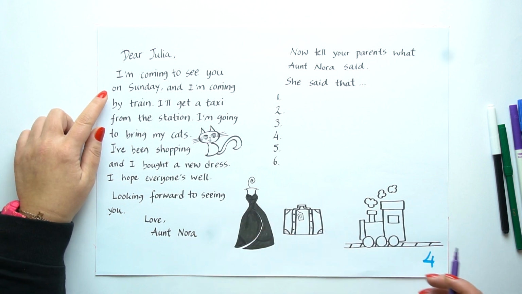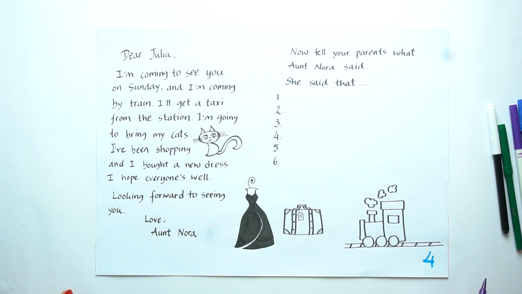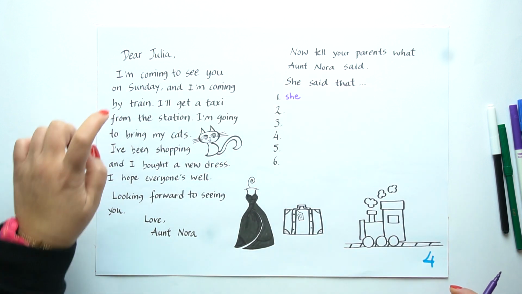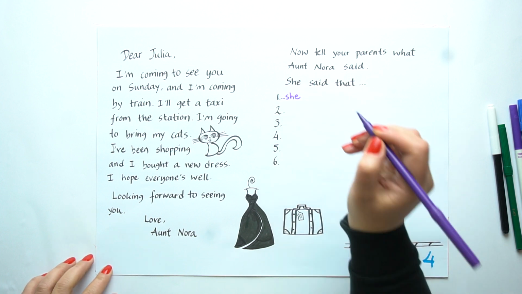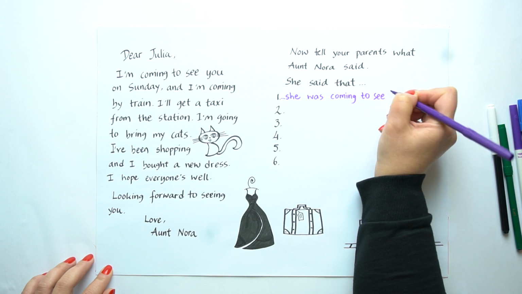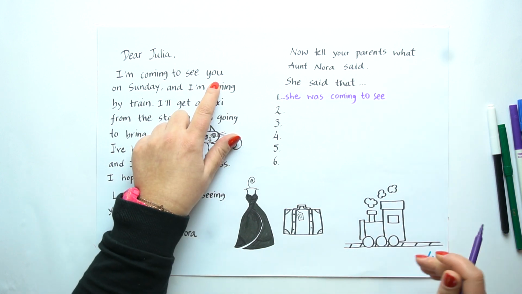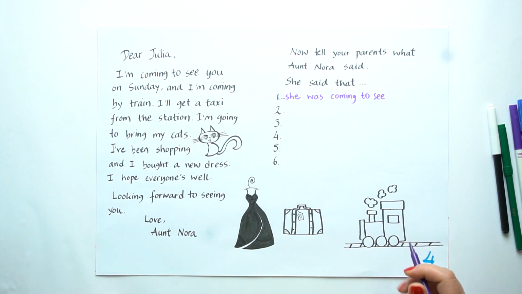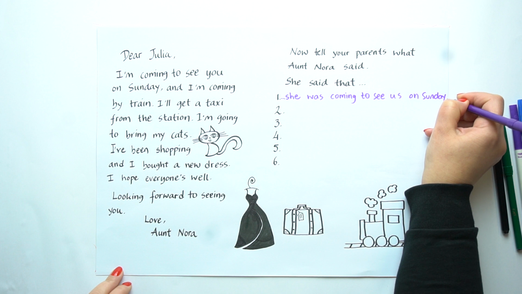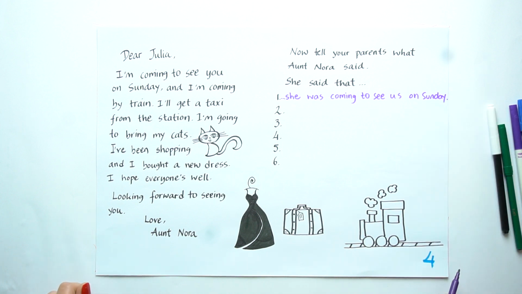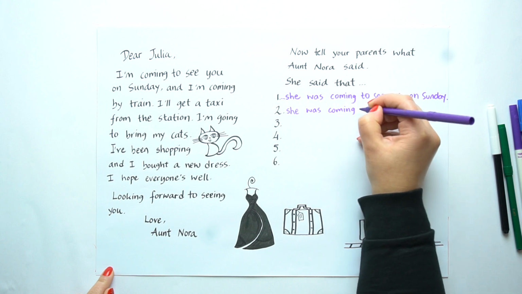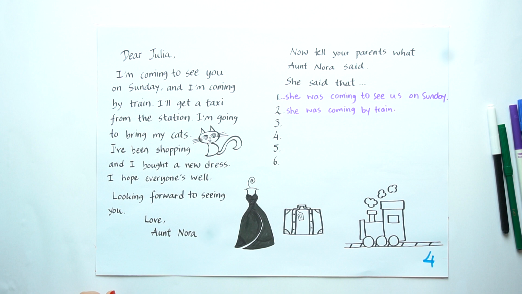So this is Aunt Nora who says this, but while I'm reporting it, it is not Aunt Nora anymore, right? So she said that she, well, present continuous tense becomes past continuous, right? So she said that she was coming to see. All right, you can either use me if you're living alone, but if you're living with your parents, it would be better to use us, right? So she was coming to see us on Sunday. Look at the other one. I'm coming by train. So she said that she was coming by train. Remember to use back shift.